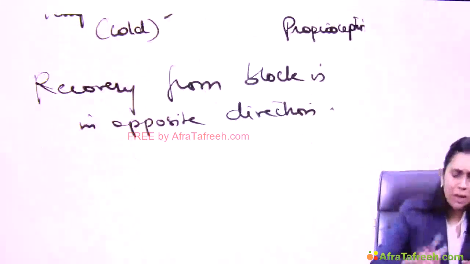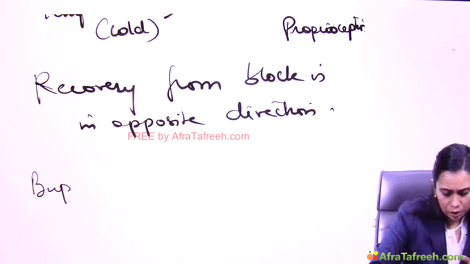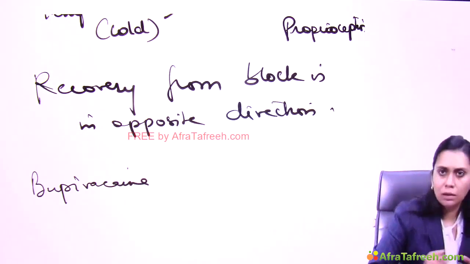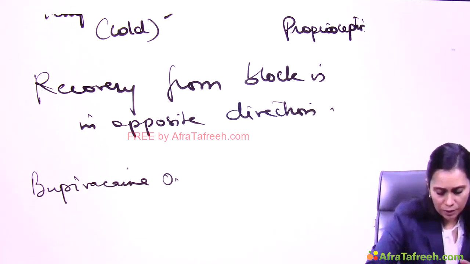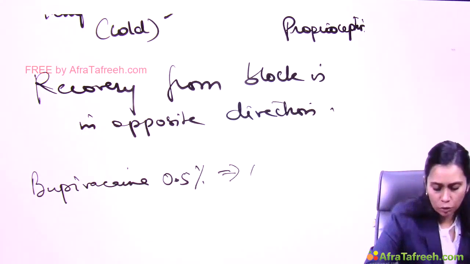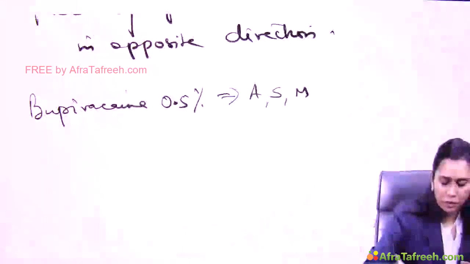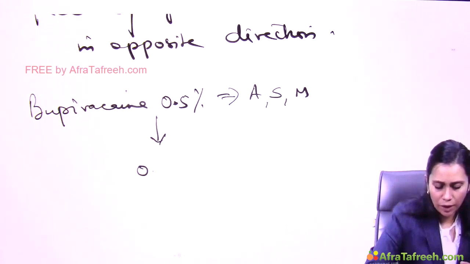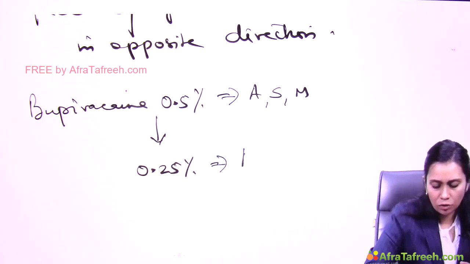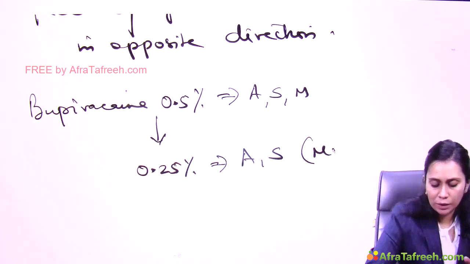Now, if I ask you, give me an example of any LA. Well, let's say I pick up bupivacaine. Let's say I am using bupivacaine for a block, and I am giving 0.5% bupivacaine. This concentration of bupivacaine is enough to block autonomic fibers, sensory fibers and motor fibers of a nerve. Got it? But if I reduce the concentration of bupivacaine from 0.5 to 0.25%, then autonomic and sensory fibers are blocked and motor is spared.